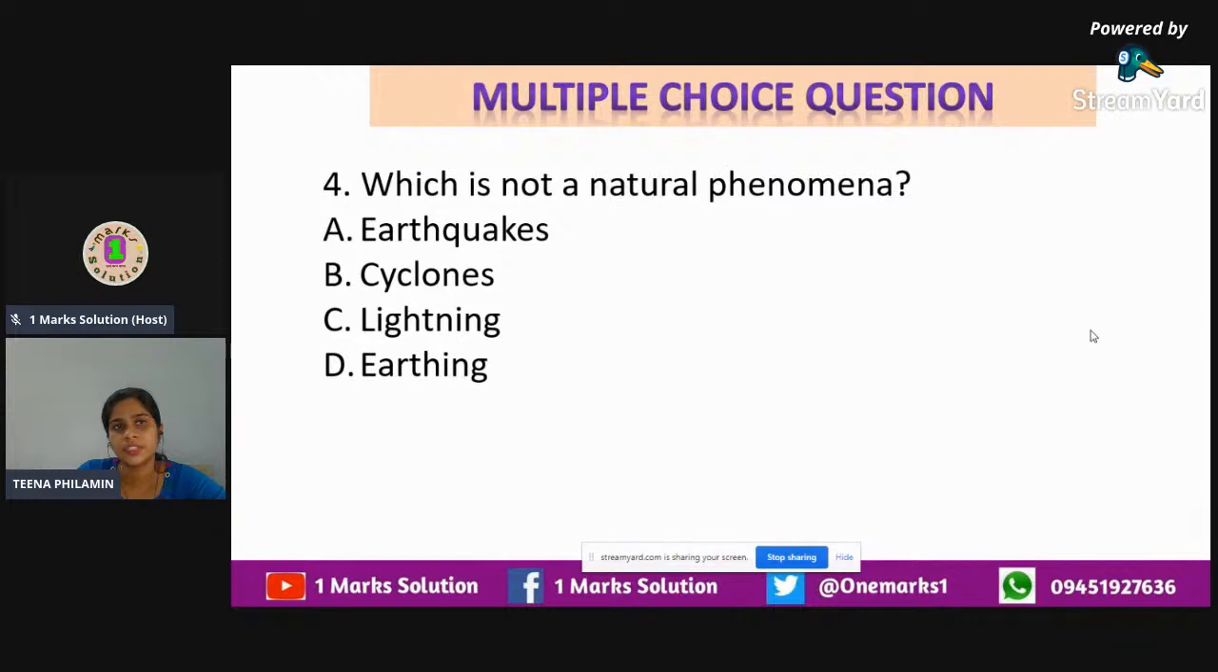Next question, which is not a natural phenomena. We discussed natural phenomena at the start of the session: earthquakes, cyclones, lightnings. All these are natural phenomena, and earthing is something done by mankind to protect themselves from the effect of excess electric charge. So earthing is not a natural phenomenon.